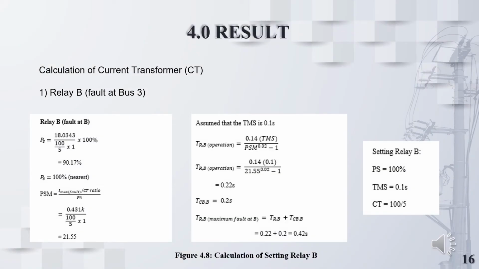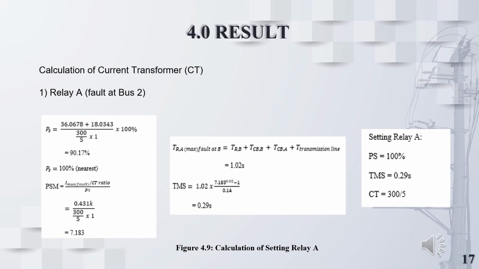Next is the calculation for the current transformer at relay B for a fault at B. First of all, we calculate the plug setting, and the nearest value we get is 100%. Next, we calculate the plug setting multiplier and get 21.55. Then we assume the time setting multiplier at 0.1 second, and then we calculate the operating time at relay B, which we get as 0.22 seconds. The time at relay B for maximum fault at B we obtain as 0.42 second. The 0.2 second we obtain from the circuit breaker time.